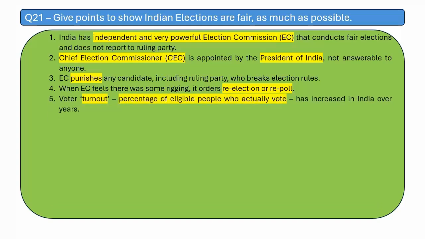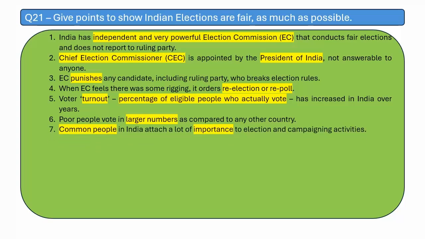Voter turnout, that is the percentage of eligible people who actually vote. That is, if you have 100 people who are eligible and only 80% people actually vote, that is 80% turnout. This turnout has increased in India over the years, which means people are believing that Indian elections are fair and they are participating wholeheartedly. Poor people vote in larger numbers as compared to any other country. So in other countries, poor people vote in a smaller percentage than the rich people. But in our country, the percentage of people who vote among the poor people is more. So that means that the elections are fair.